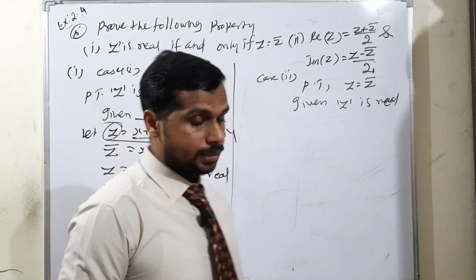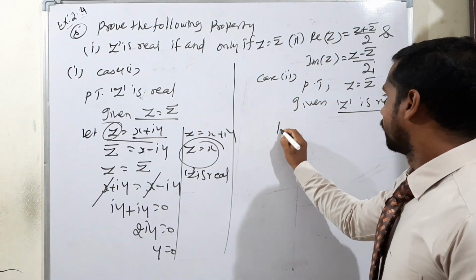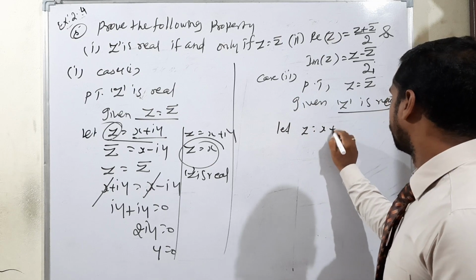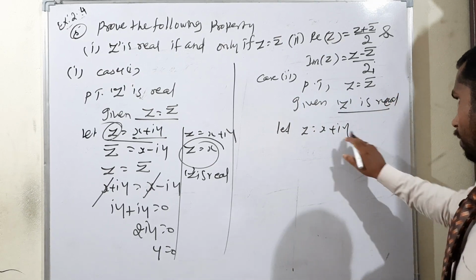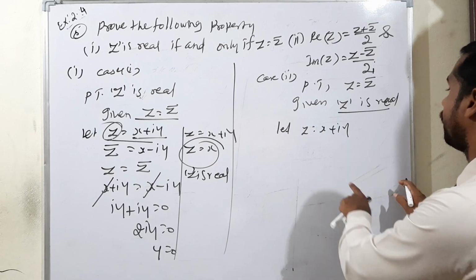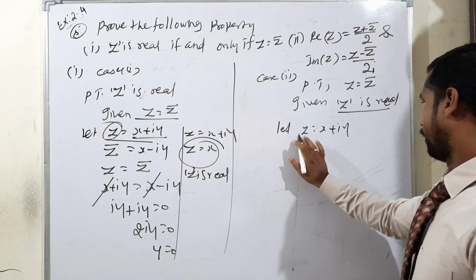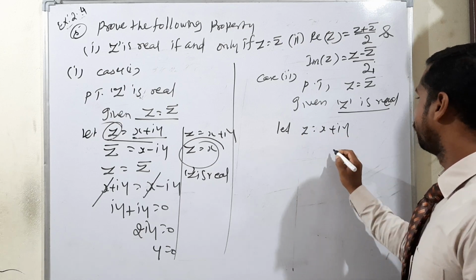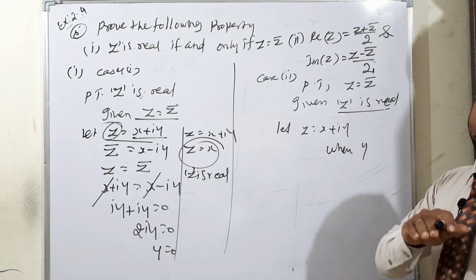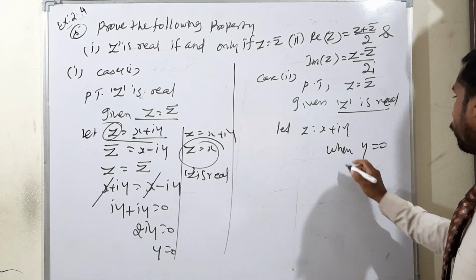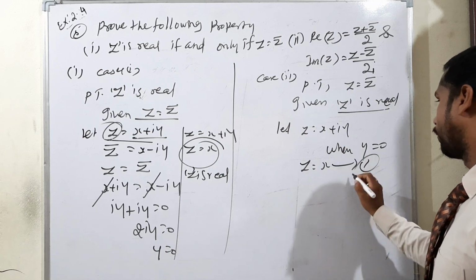Moving to the second case. Given z is real, let's consider z is equal to x plus iy. When z is real, definitely y is equal to 0. So when y is equal to 0, what value do we get? z is equal to x. This is considered as equation number 1.